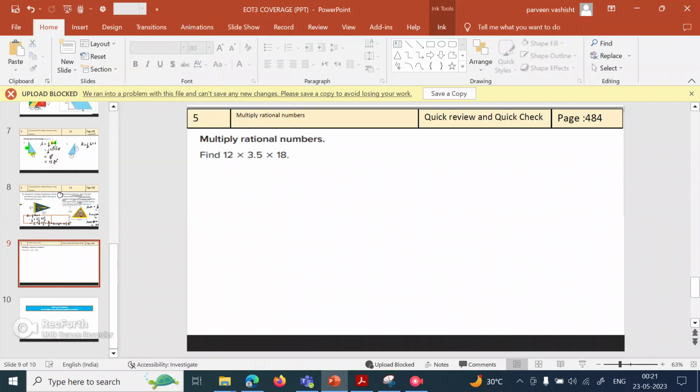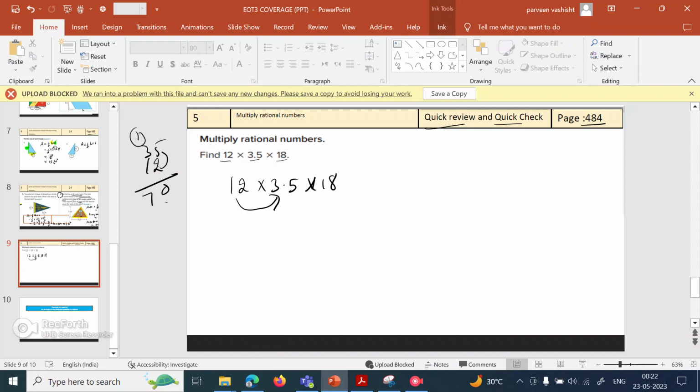Now question number 5 will be from page number 484, quick review and quick check. So you are going to multiply the rational numbers. Here is one whole number, one decimal number. So 12 multiplied by 3.5 multiplied by 18. So it is your choice, there are many ways in which you can do it. You can multiply 12 with 35 and put the decimal later on.